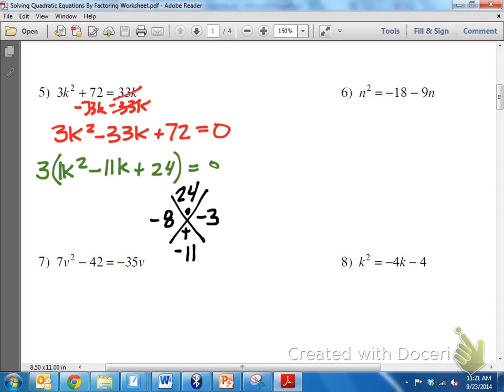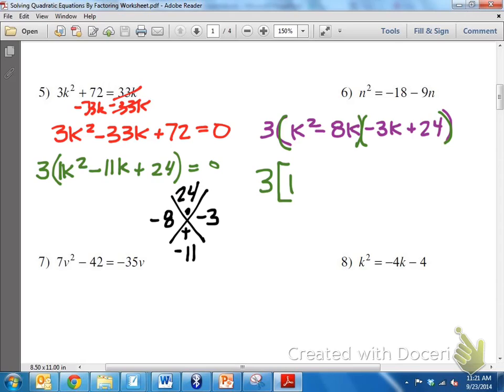So when I rewrite my equation, I replace negative 11k with negative 8 and negative 3. So I should get k squared minus 8k minus 3k plus 24. All right, now, what I like to do, we factor by grouping, so I'm going to group the first 2 terms and the last 2 terms. I'm keeping the 3 on the outside, and I'm going to add brackets to this. And when I factor it out, I should factor out a k out of the first group, so it'll leave me a k minus 8.